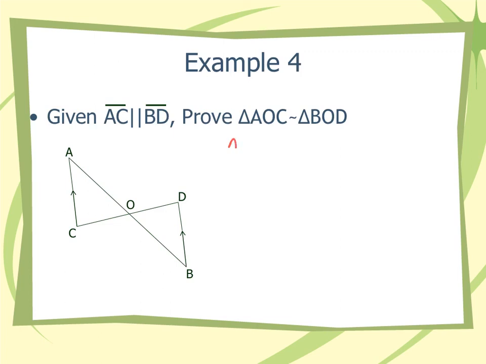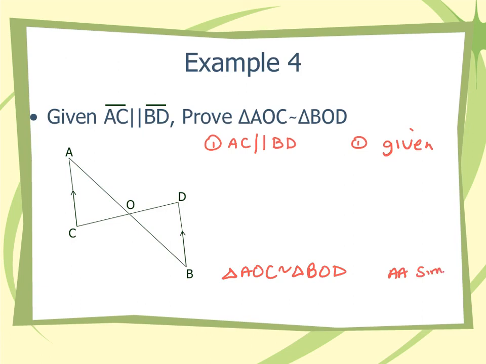So I know my given is AC is parallel to BD. That would be given. And the last step is going to be what? Your AA similarity. Good. Triangle AOC is congruent to BOD. And the reason is going to be angle-angle similarity. What I've got to do is prove the two pairs of angles in between. Brayden. Vertical angles. Good. So this is the easiest and most obvious, in my opinion.